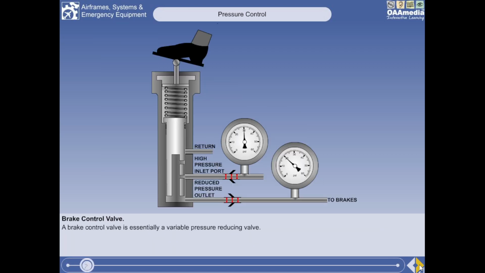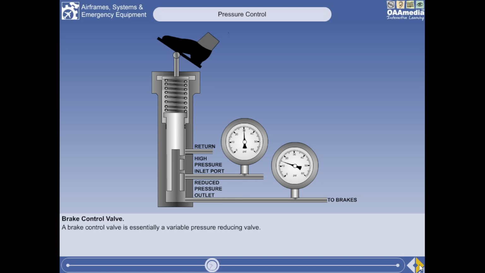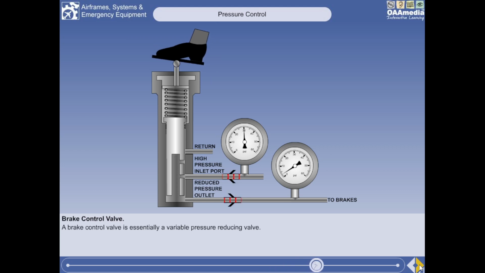A brake control valve, or metering valve, is essentially a variable pressure reducing valve, which controls pressure in the brake system according to the position of the pilot's brake pedals or auto brake selections as required. When the pilot is not pushing on the brake pedal, system pressure on the bottom of the valve will push it up against the spring, closing off the fluid supply to the brakes. When the pilot applies the brakes, he pushes down on the spring, increasing its force, pushing down the piston and allowing fluid to flow to the brakes. The pressure in the brake line will be proportional to the force applied by the pilot.